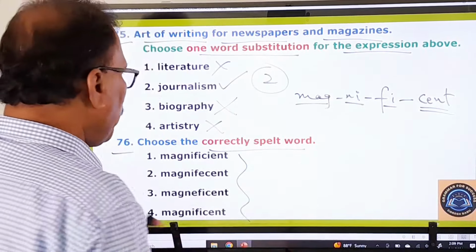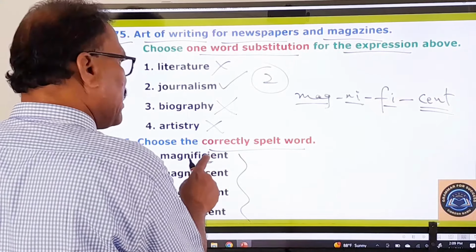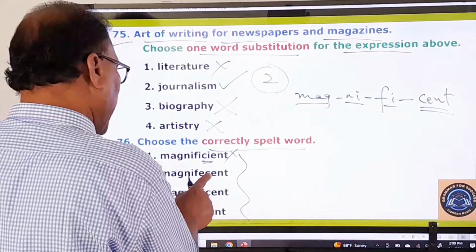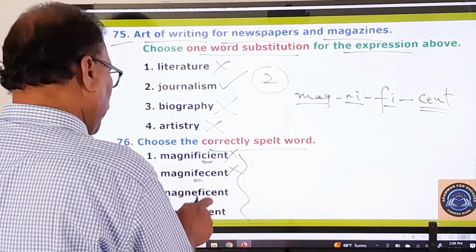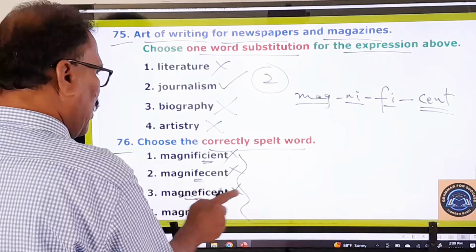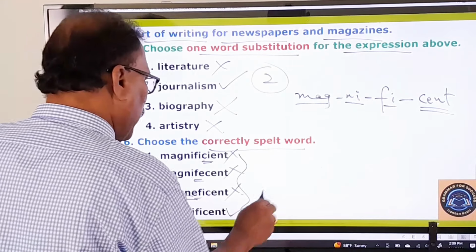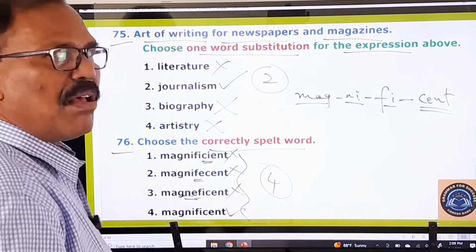So, where is that correct spelling? You see, magnificent. See, C-I is there. That's why this is wrong. F-E is there. Wrong. N-E is there. Here you see that N-I is not there, N-E. So this is wrong. So here look at the fourth one. Magnificent. So the fourth one is the right one. So your answer is the fourth one.